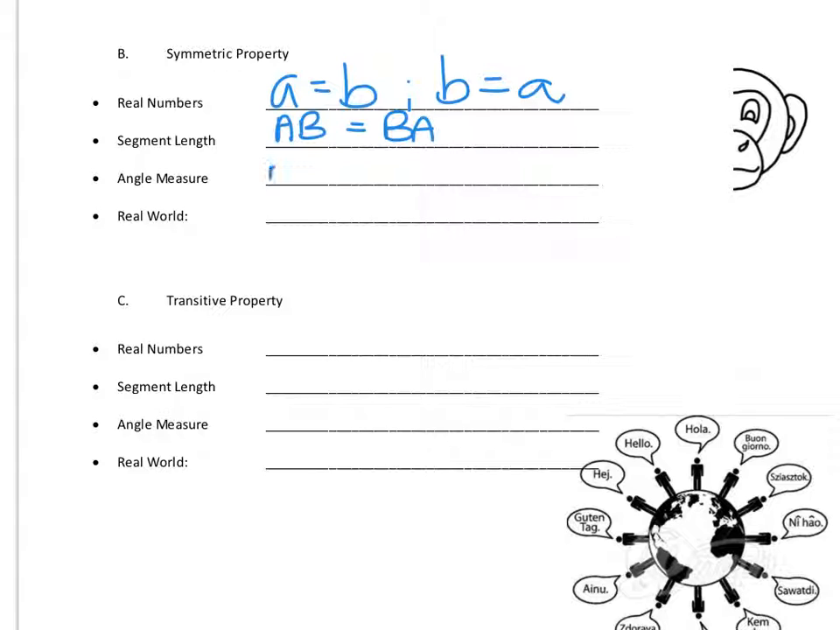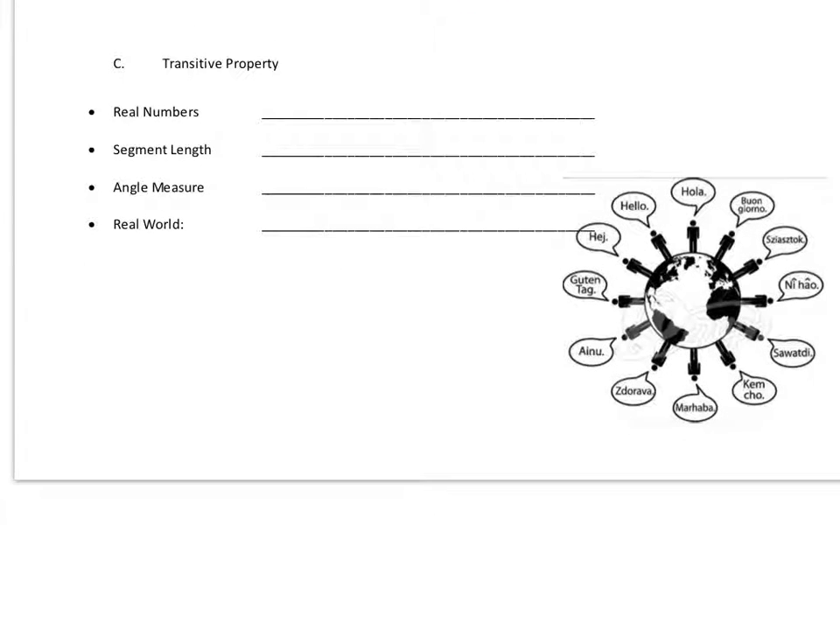For angle measure, the measure of angle ABC should be the same as the measure of angle CBA. In the real world, this is kind of like having half of a picture and then trying to find the rest of the picture by use of symmetry. The transitive property is when you have real numbers like a equal to b, and b equal to c, and you can conclude that since a is equal to b and b equals c, a must equal c.